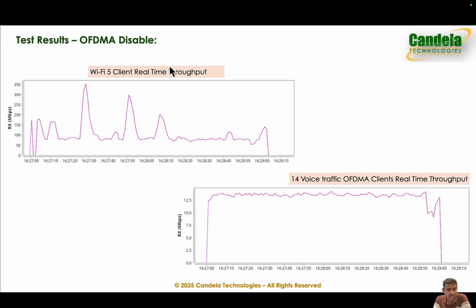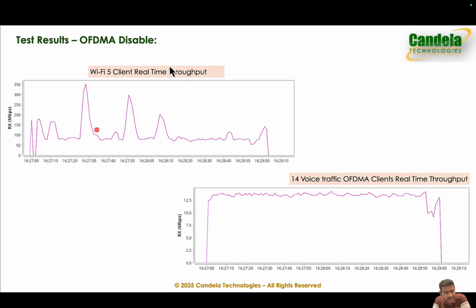So this is the throughput that is seen by the Wi-Fi 5 client, right? And this is the throughput that is seen by the 14 OFDMA clients together, right? So 14 Mbps. We should see about 14 Mbps, which we do see here, right? About 14 Mbps for the OFDMA capable clients, and this throughput for the Wi-Fi 5 client is a measure of the unused airtime, right? And it's seeing somewhere about 100 Mbps.